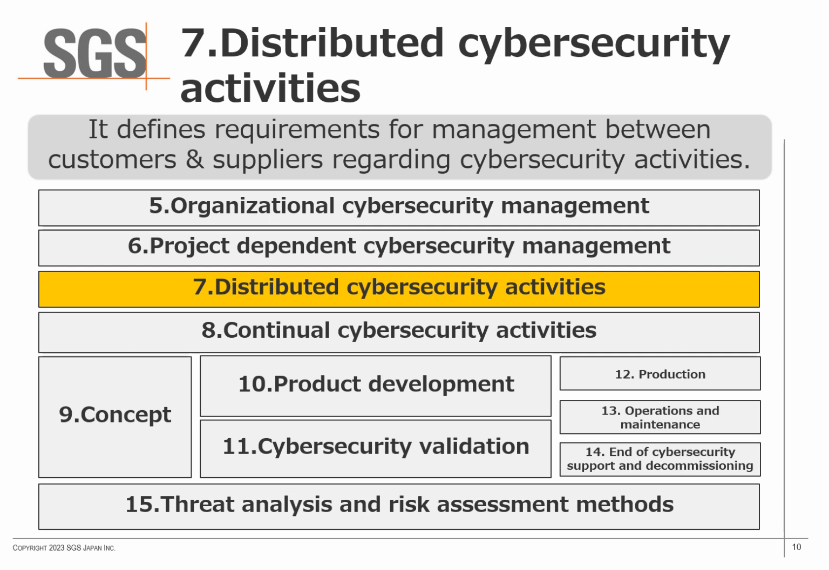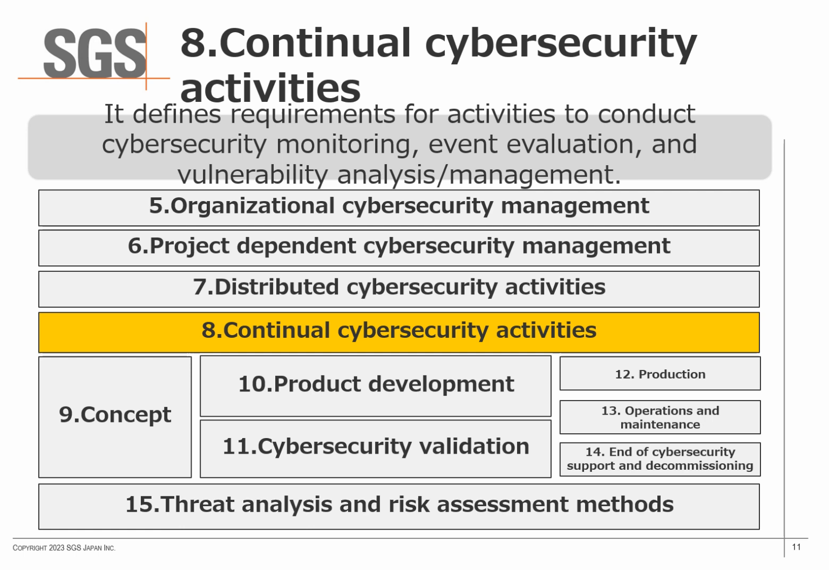Distributed cybersecurity activities in Chapter 7 is applied when cybersecurity activities are distributed to suppliers. It defines the distributed activities, including supplier selection, request for proposal or quotation, contract, interactions between customers and suppliers, and agreement conclusion. Chapter 8, Continual Cybersecurity Activities, defines the requirements for collecting information, cybersecurity event evaluation, and vulnerability identification, analysis, and management.